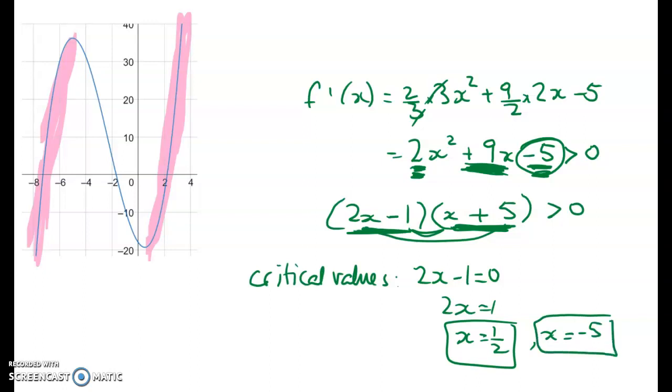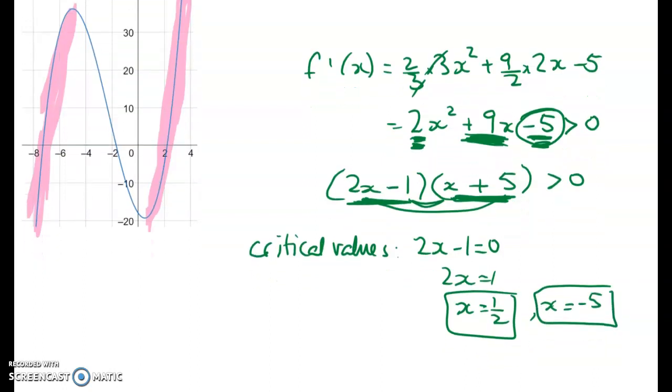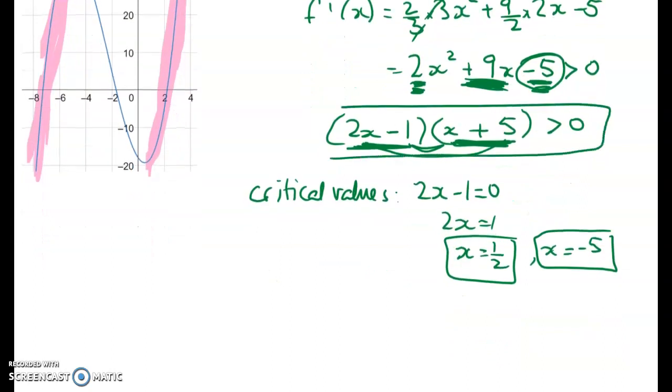So looking at our graph, what have we got? Well, here we need this thing to be positive. And again, this is a parabola. So this is my gradient function.